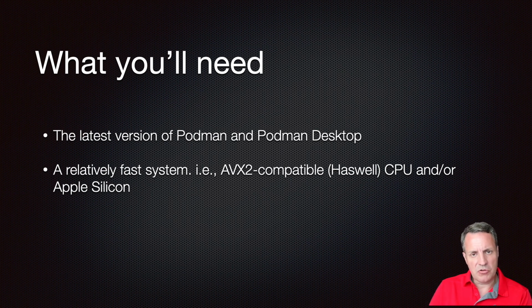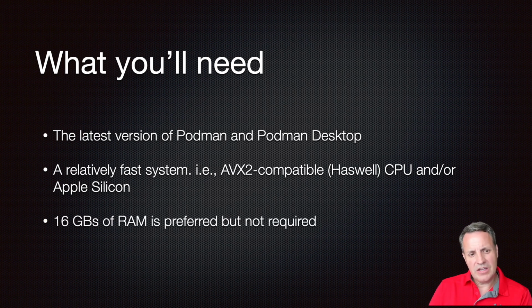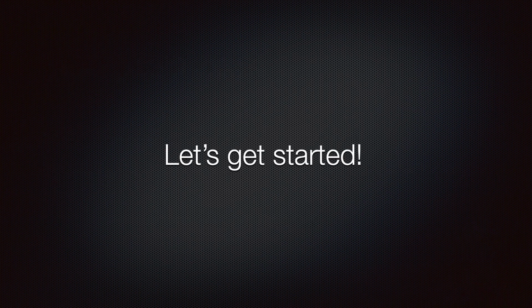A lot of these AI models work on different architectures, so if you use an ARM processor or Intel, that's fine. And 16 gigs of RAM is preferred, but it's not required. Some of these LLMs can get pretty memory intensive, as well as CPU intensive. So the more memory you have, the better. Podman Desktop can adjust the level of RAM available to these models. So the more the better. So with that, let's get started.